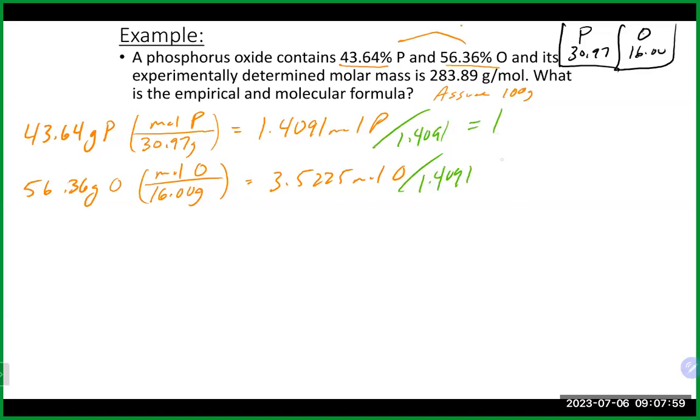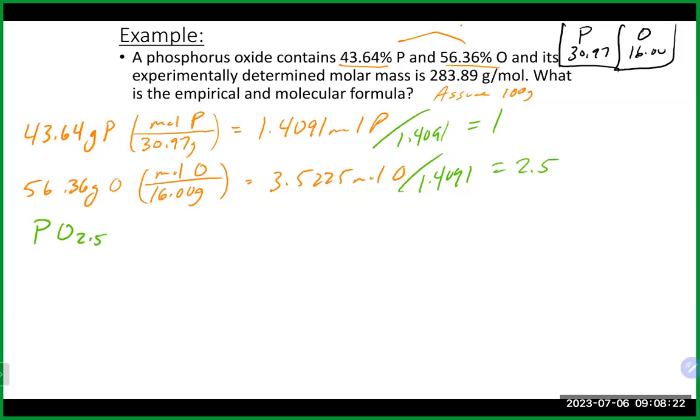That's going to give us a 1 for the phosphorus. And in terms of the oxygen here, it's going to give us basically a 2.5. That means that our empirical formula at this point would be PO2.5. And as we talked about, that is not good, right? Because you obviously cannot have half of an oxygen hanging out there.